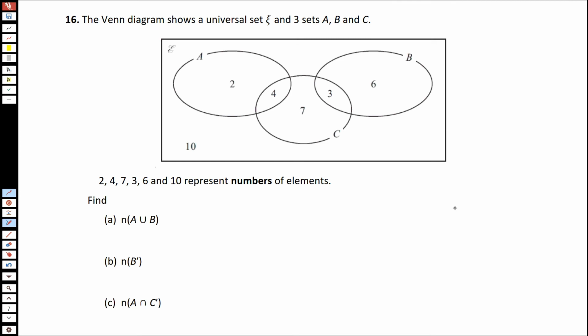Last question. The Venn diagram shows a universal set, and we are given the number of elements in the diagram. So the first question is find the number of elements that are in A or B. So A or B basically will be this circle plus that circle, and that will be 2 plus 4 plus 3 plus 6, which will be equal to 15.